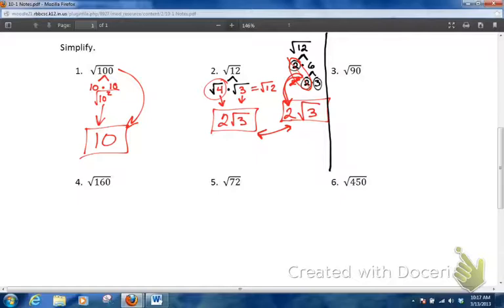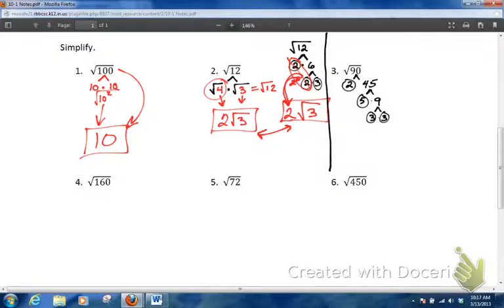And I'm going to say, okay, 90. Well, I'm going to break that down into, let's say, 2 and 45. Circle my 2. 45, I'm going to break down into 5 and 9. And 9 I'm going to break down into 3 and 3.